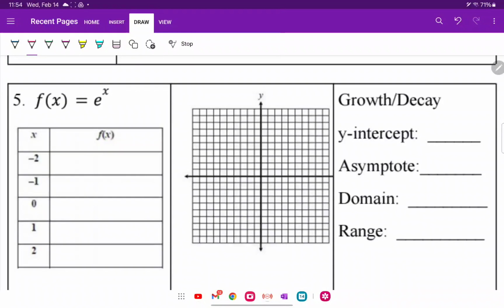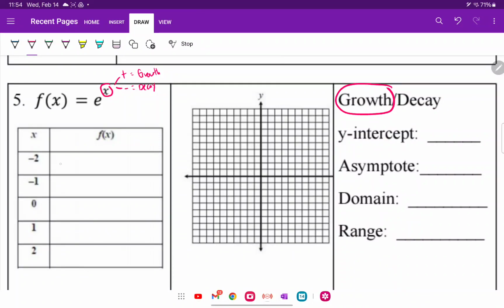So again, is this growth or decay? Well, the E value is bigger than 1, so we're going to call that growth. Later, we'll show you how to distinguish between growth and decay. And that's going to have to do with this right here. If that number is positive, then it's growth. If that number is negative, then it is decay. Okay, but that x was positive, so it's growth.